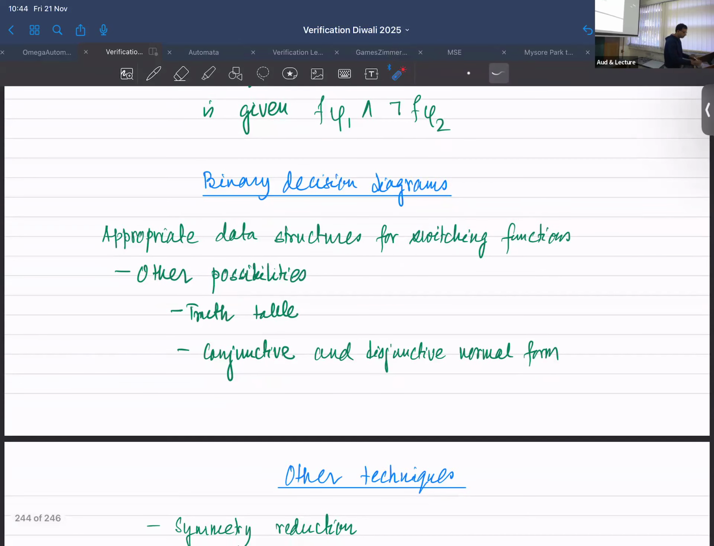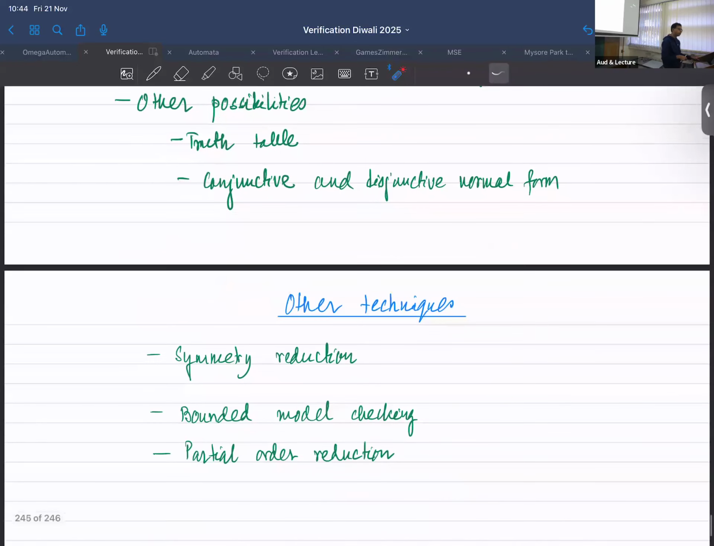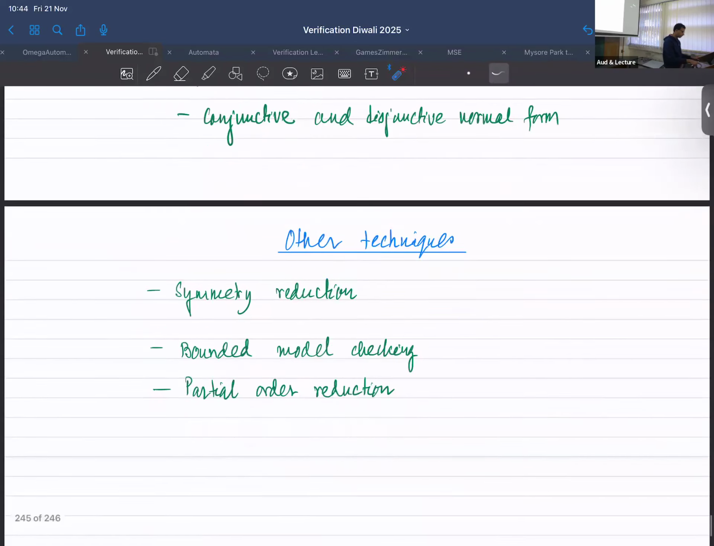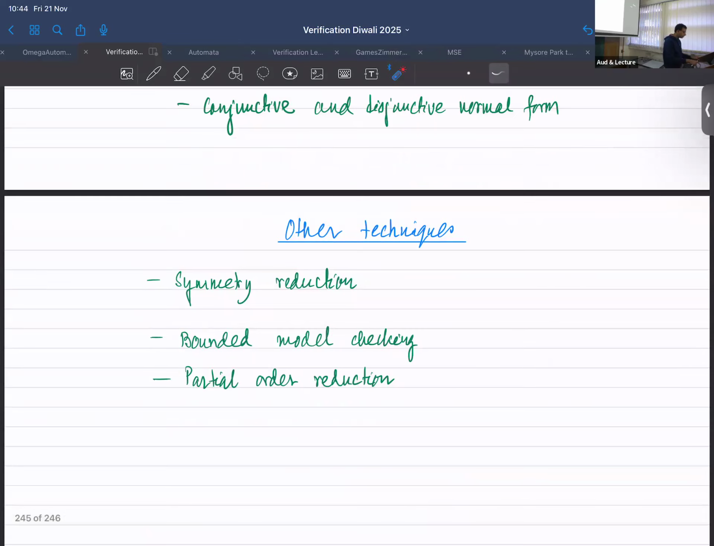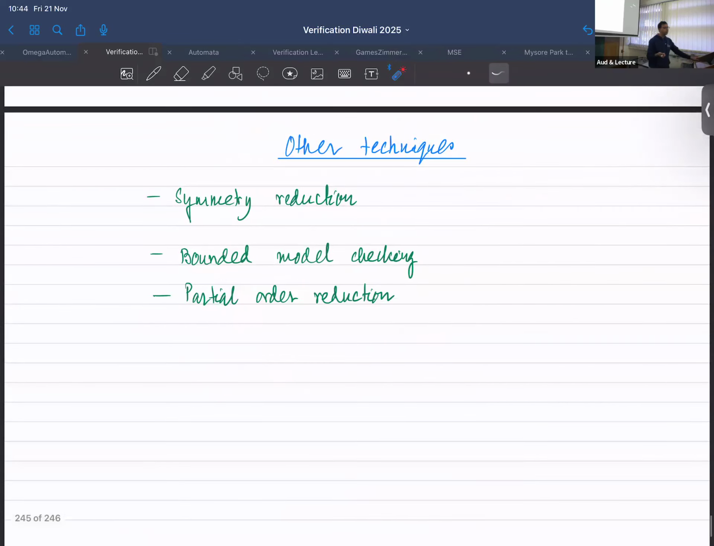Now, of course, somebody was suggesting you can also equate the two functions using truth tables, but they are not efficient. And you can even talk about conjunctive normal form and disjunctive normal form, but again there can be exponential time required to check their equivalence in conjunctive and disjunctive normal forms and things like that. Now, there are certain other techniques which people also use.